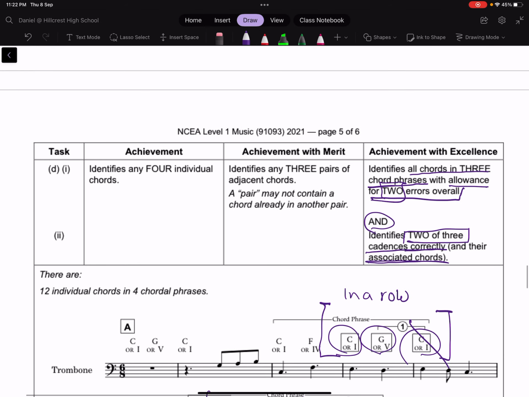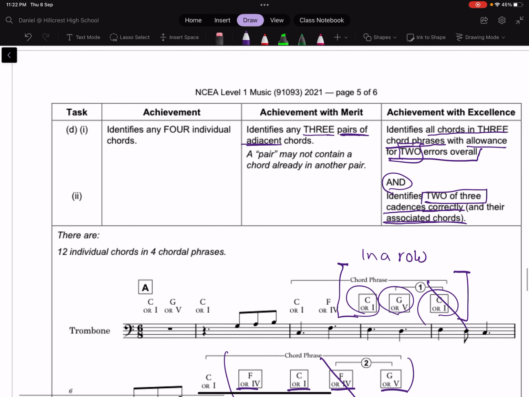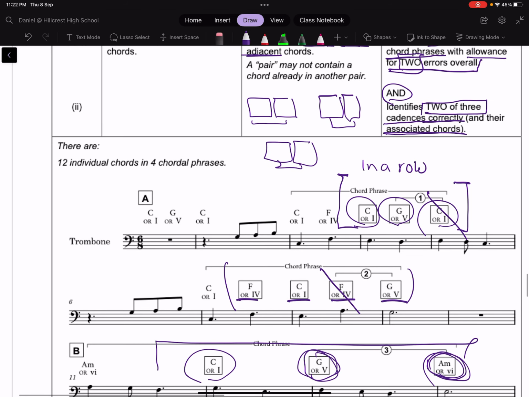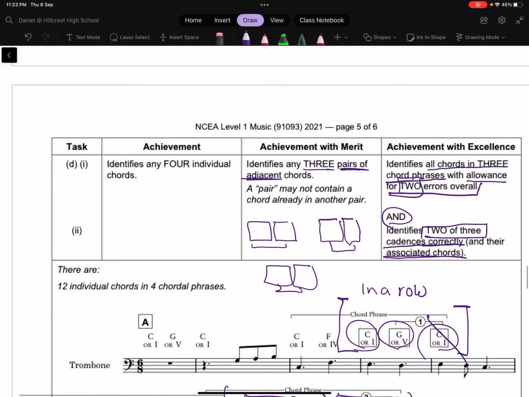So that's the marking. Now, for a merit, you need 3 pairs of adjacent chords. Adjacent are next to each other. So you got to get 3 pairs of the chords. So for example, you got to get these 2. You can't do this. You get this one right, can't get that one right, get this one right. These are not adjacent chords that are in pairs. That's a pair of chords you got right, but they're going to be right next to each other. So they're wanting to know whether you can get things in a row.